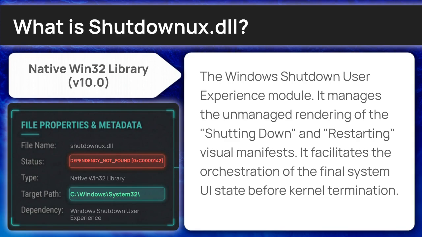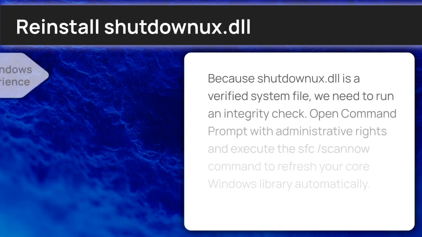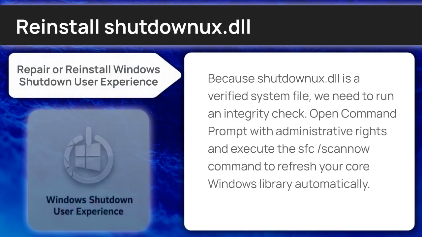Since we've identified what's missing, let's try the official recovery method. Because Shutdown UX Library DLL is a verified system file, we need to run an integrity check. Open command prompt with administrative rights and execute the sfc /scannow command to refresh your core Windows library automatically.